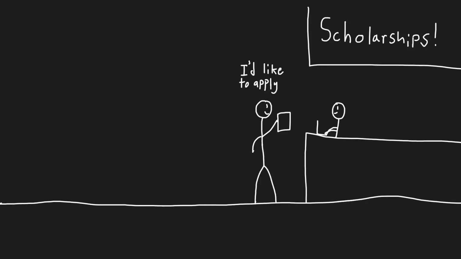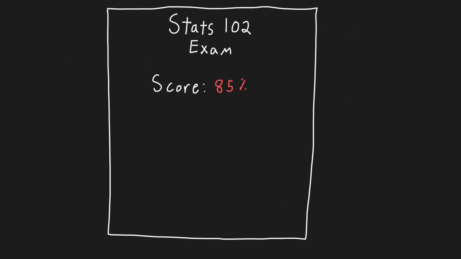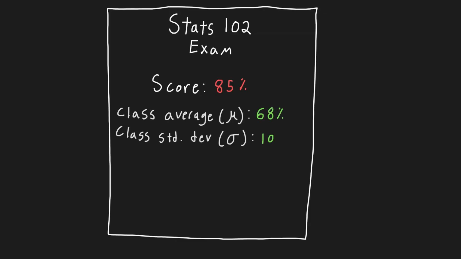Imagine you're applying for a scholarship that only goes to the top 10% of students, or the 90th percentile. Your last exam score came back and you found out that you got a score of 85%. You know that the average grade was 68% with a standard deviation of 10. How are you supposed to find out if you've reached the cutoff and maintained your scholarship eligibility?